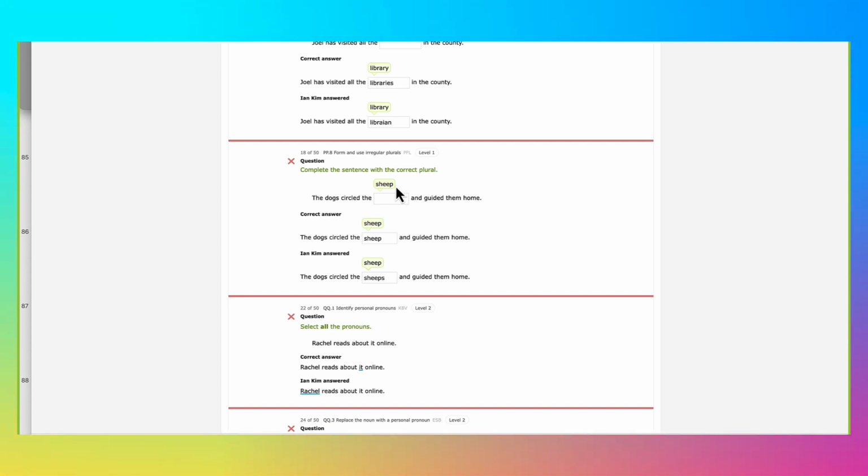Okay, next one, this is a tough one. The words like sheep, deer, I think moose, yeah, all these words do not have a different form of plural. Singular and plural, they are the same. So the dogs circled the sheep and guided them home.